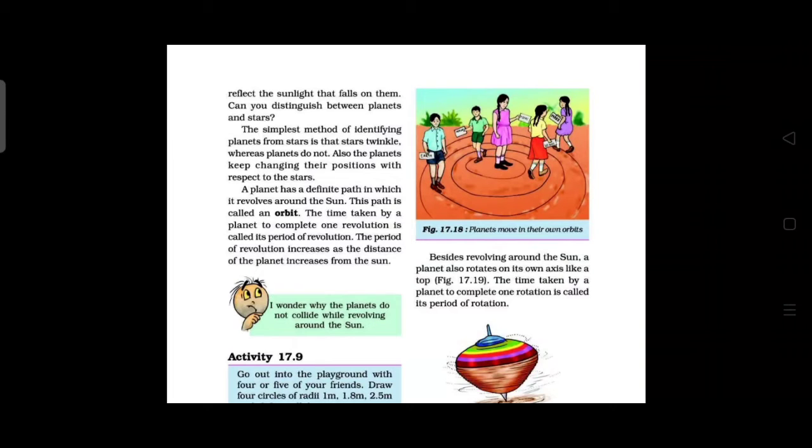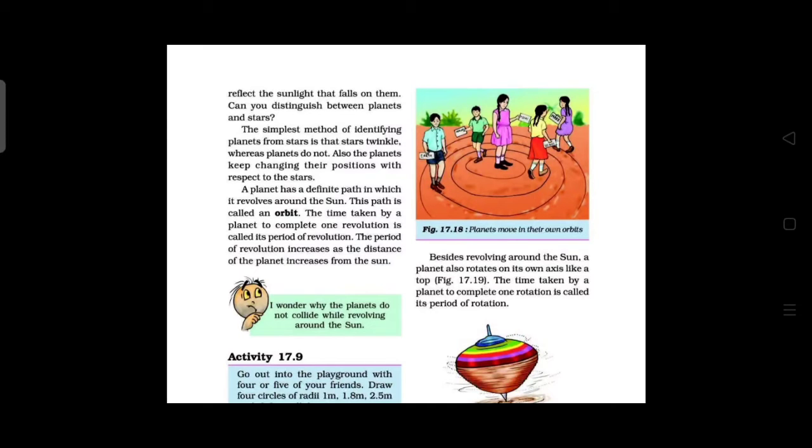The simplest method of identifying planets from stars is that stars twinkle, whereas planets do not. Also, the planets keep changing their position with respect to the stars. Planets may change position, but they do not twinkle.